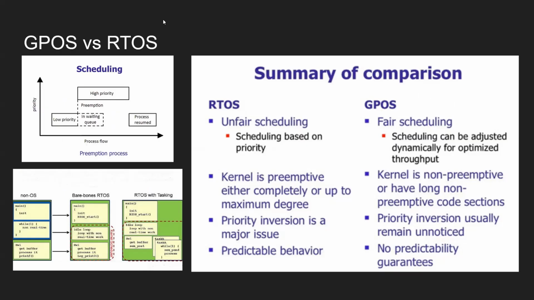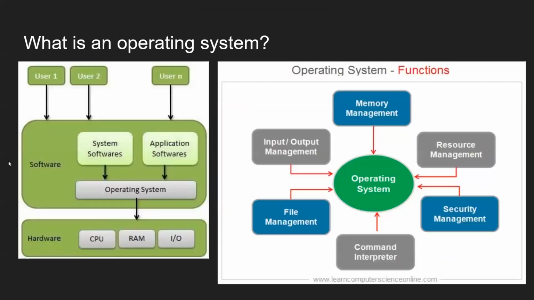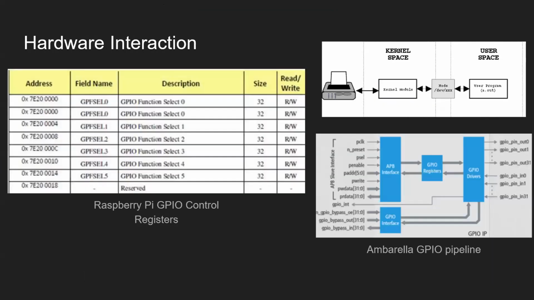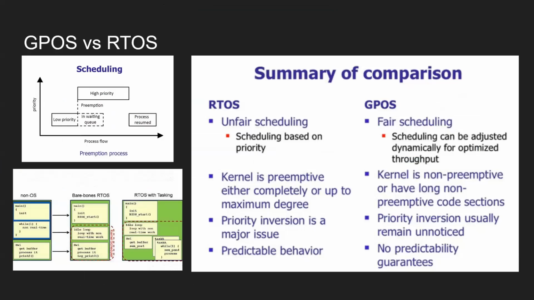Okay, GPOS versus RTOS. I'll go through the points step by step. As I said before, GPOS, general purpose operating systems, are things like Windows, Linux, Apple, and FreeBSD. And then RTOSs are things like VxWorks and FreeRTOS. Those are the ones that have very strict timing constraints, but they're in general less complicated and more reliable, but they have less throughput. They're less efficient with general use.